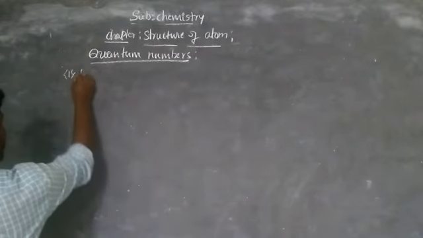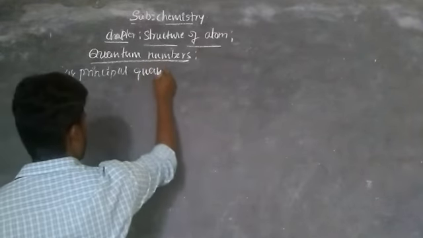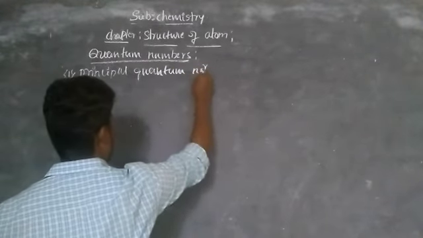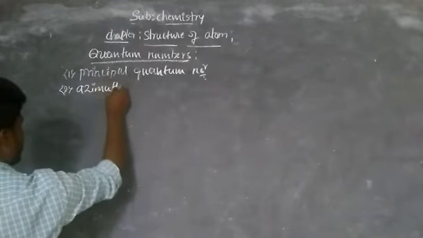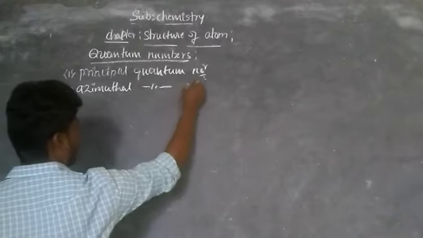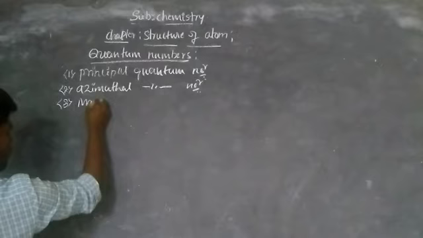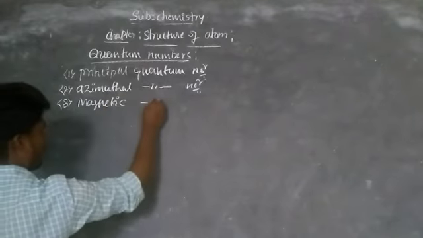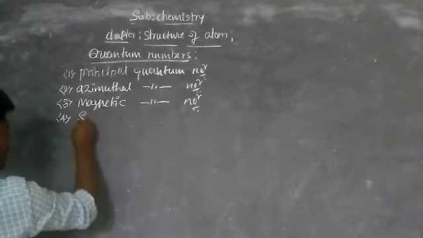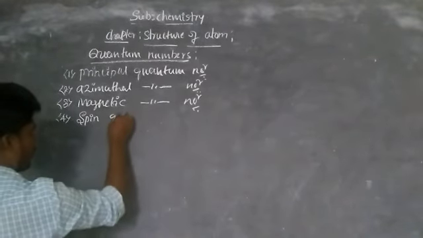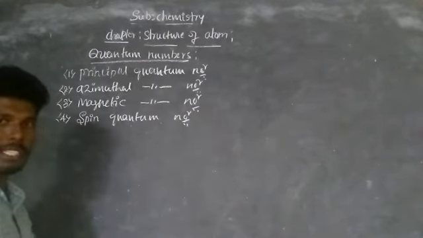The first one is the principal quantum number. Then the second one is the azimuthal quantum number. Then the third one is the magnetic quantum number. And the fourth one is the spin quantum number. These are the four basic quantum numbers.